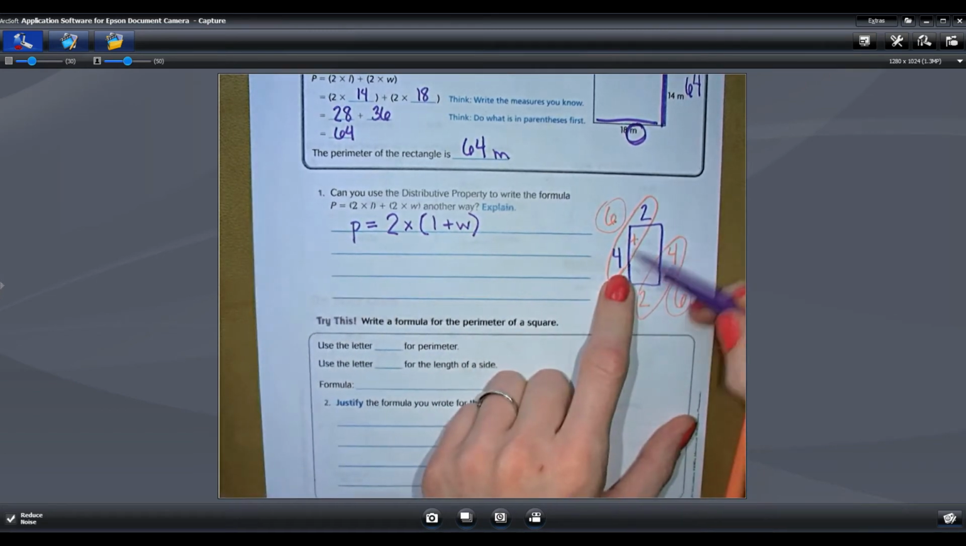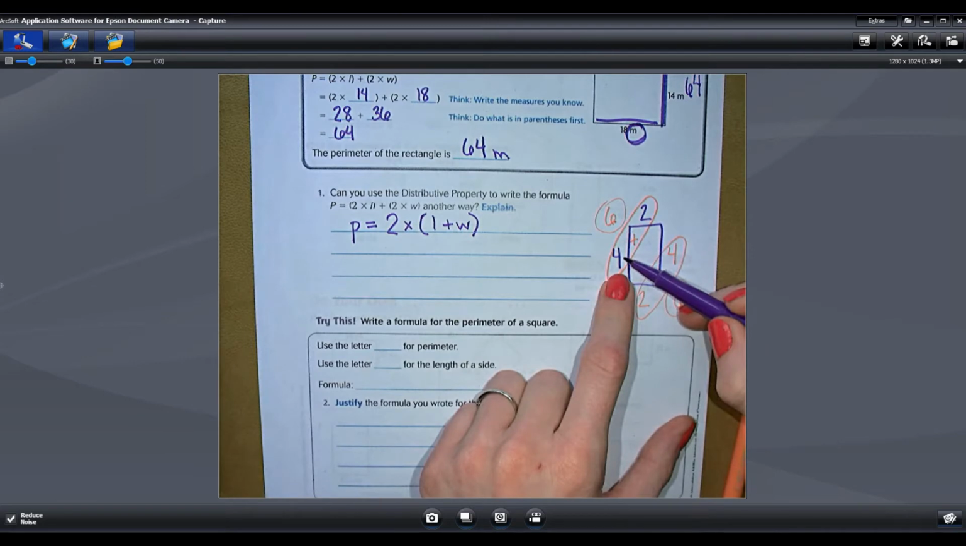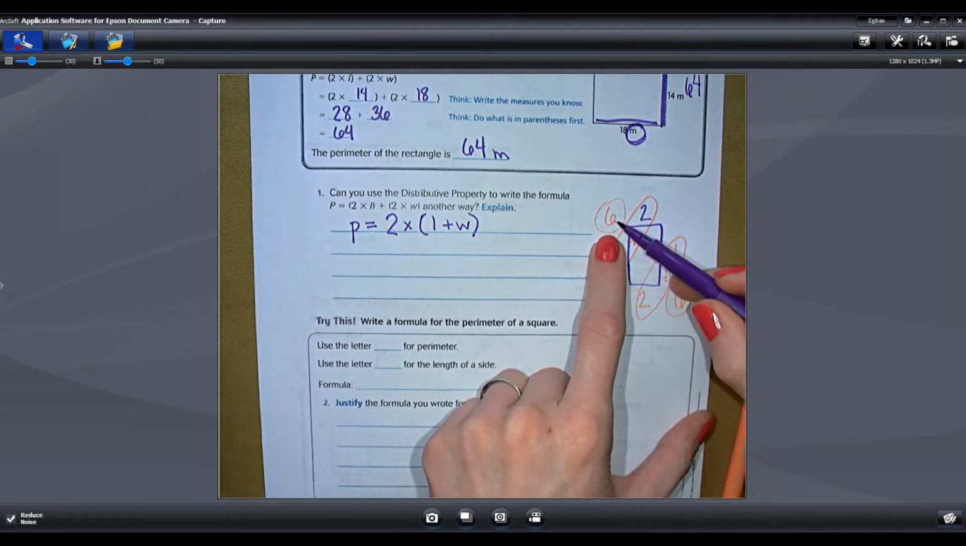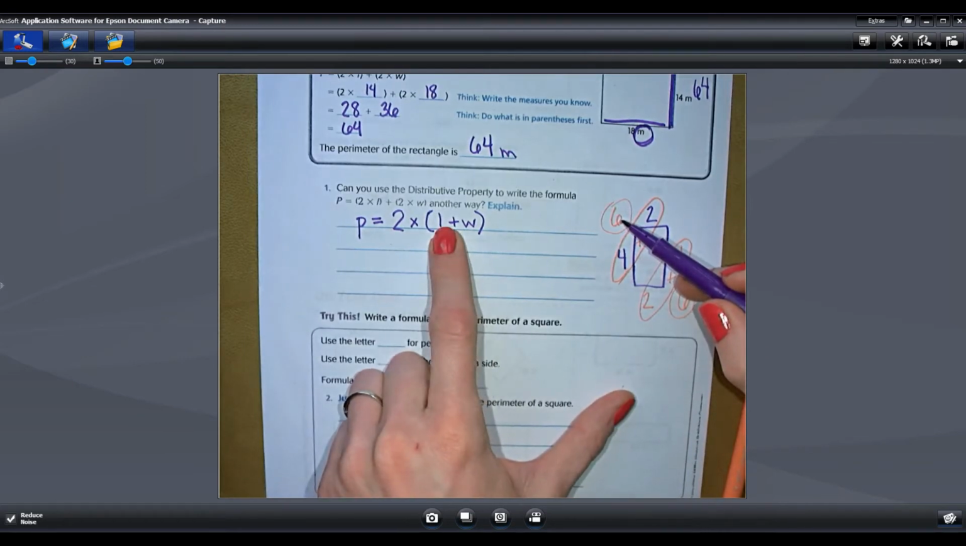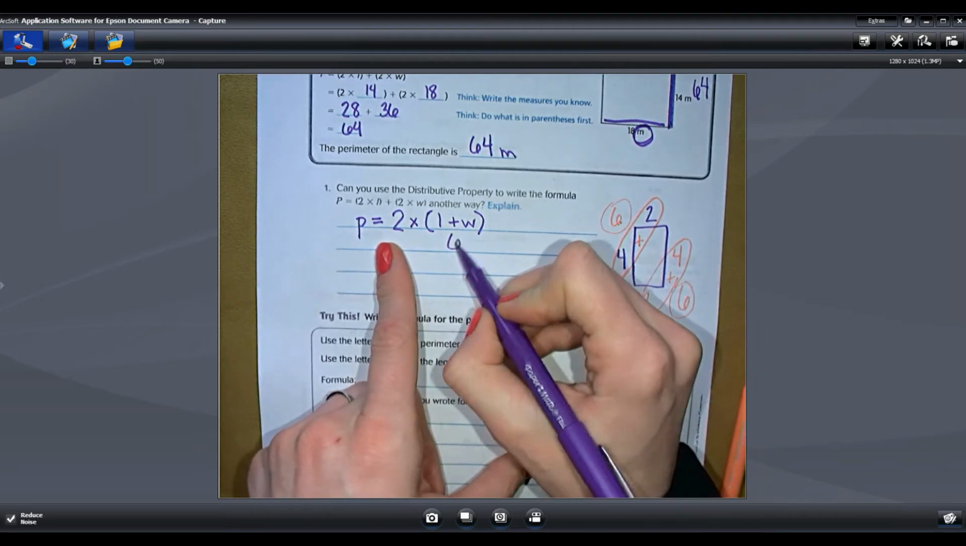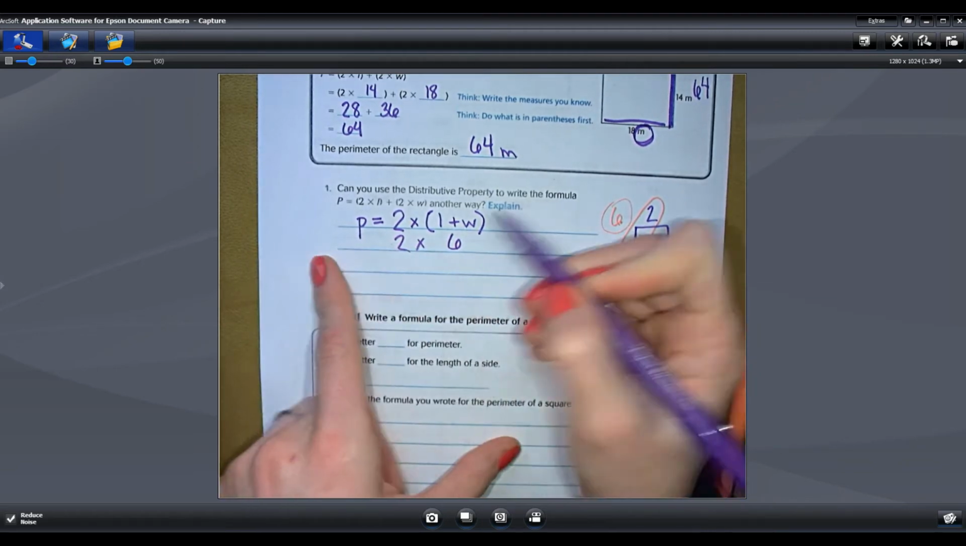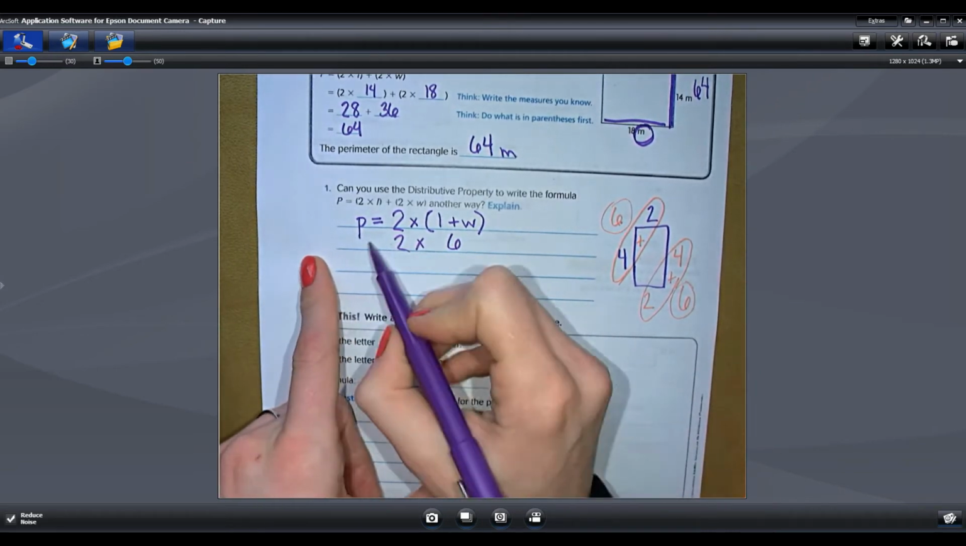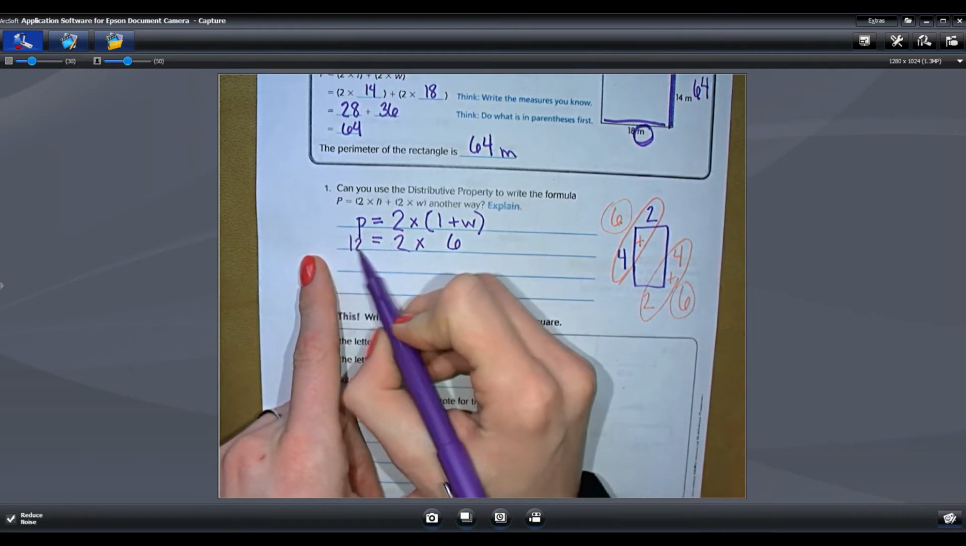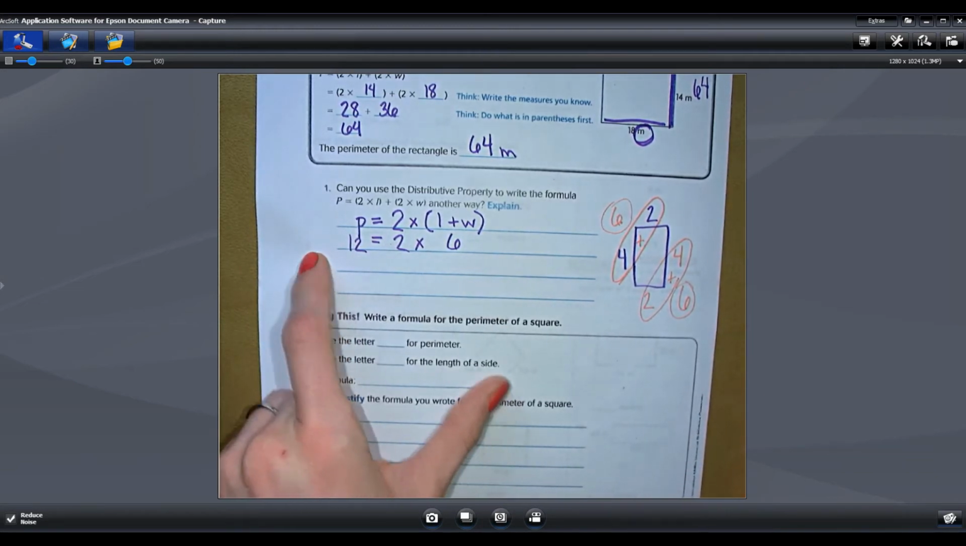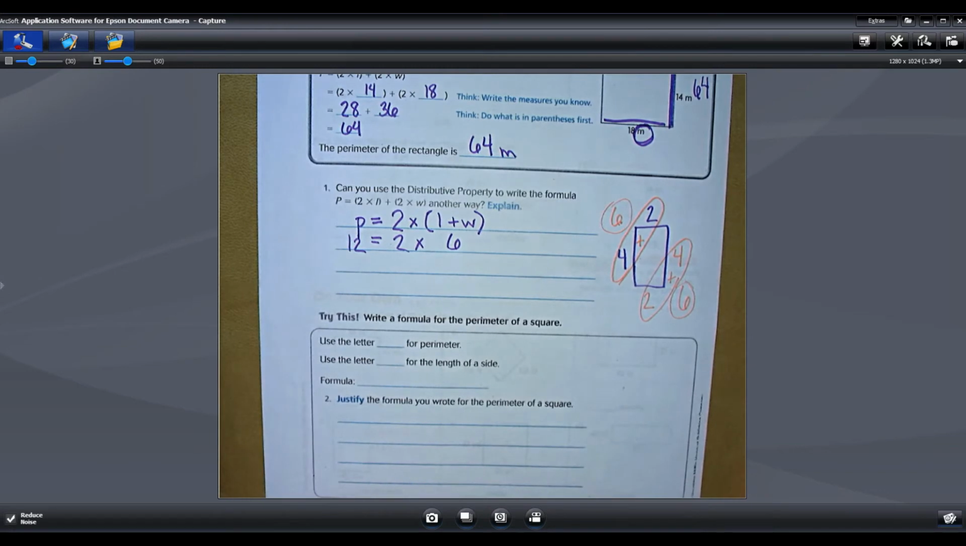We took the length plus the width. We got 6, and we times 6. This would be 6 right here, times 2, right? Our answer would be 12. Okay, this is just a trickier way of thinking of it, boys and girls, okay? If you don't get it, that's okay. All you have to understand is to find the perimeter, add up all the sides, okay?